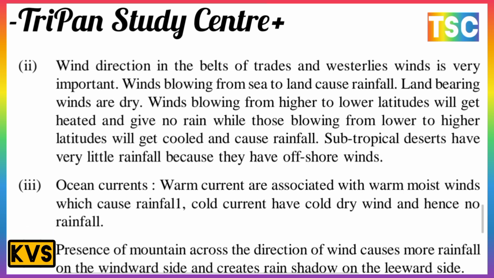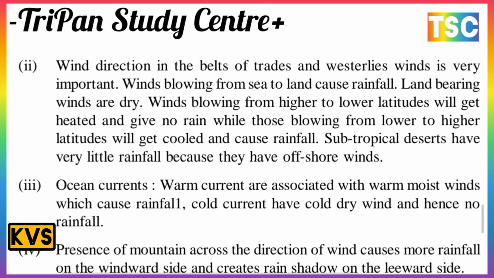The next factor is wind direction, in the belts of the trades and westerlies. Wind is very important. Winds blowing from sea to land cause rainfall. Land-to-sea winds are dry. Winds blowing from higher to lower altitudes get heated and give no rain, while those blowing from lower to higher altitudes get cooled and cause rainfall. Subtropical deserts have very little rainfall because they have offshore winds.